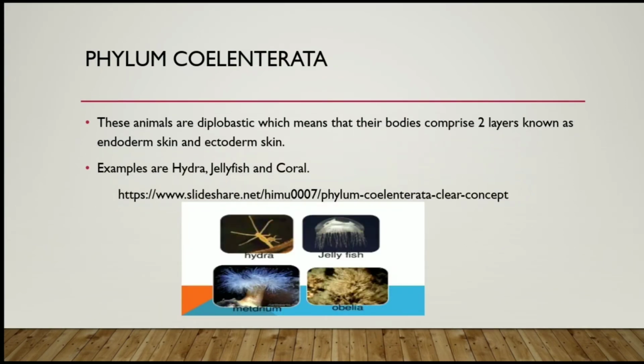And the last phylum is the phylum Coelenterata. Their bodies are radially symmetrical. These animals are diploblastic, which means that their bodies comprise 2 layers known as endoderm skin and ectoderm skin. The examples are the hydra, jellyfish, and the coral.